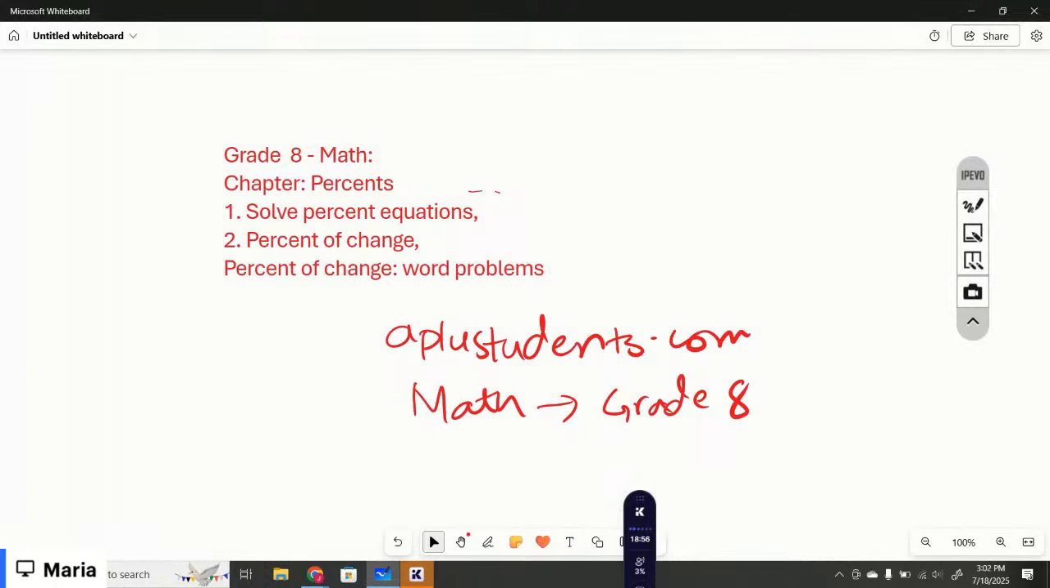The lessons we're going to cover from the chapter are solve percent equations, percent of change word problems. So please make sure you have your notebook and pencil so that you can note down the important examples, definitions as well.